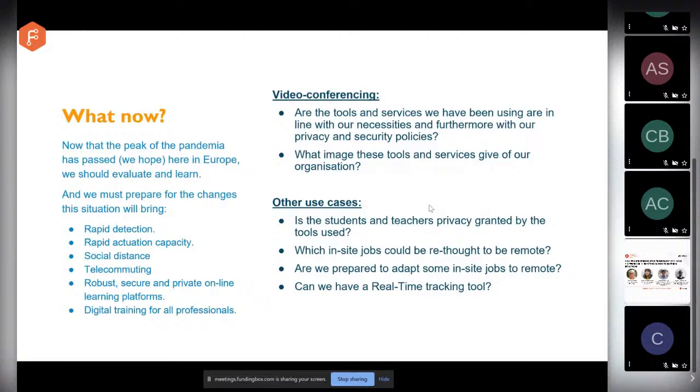And for other use cases that are maybe less visual or less normal for day-to-day people, the other questions we are facing are: is the students' and teachers' privacy guaranteed by the tool they use? Also, which inside jobs could be rethought to be remote? And are we prepared to adapt some inside jobs to be remote? And of course, can we have a real-time tracking tool? The last one has already been solved by previous speakers, with these amazing tools they have. But video can also be used in that case.